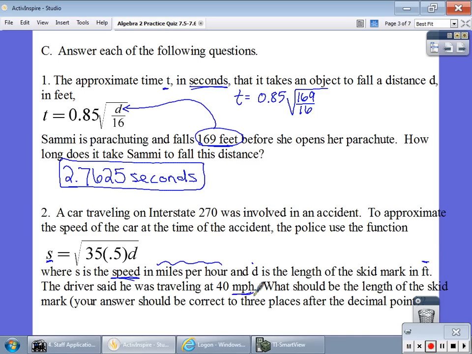Now the driver said he was traveling at 40 miles per hour. Automatically I see that miles per hour. Oh, speed was in miles per hour. So I'm going to be taking this 40 and I know I'm going to be plugging it into S. All right, it says what should be the length of the skid mark, and your answer should be correct at 3 decimal places. Okay, so we'll say 40, because I plugged that into S, is the square root of 35 times 0.5 times d.